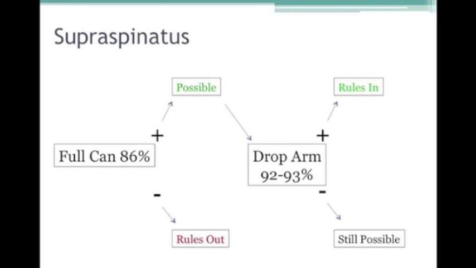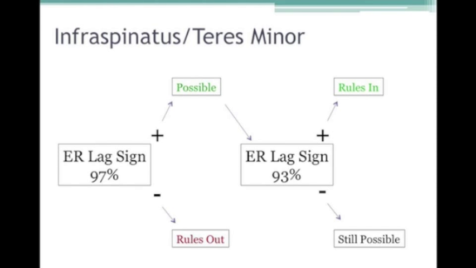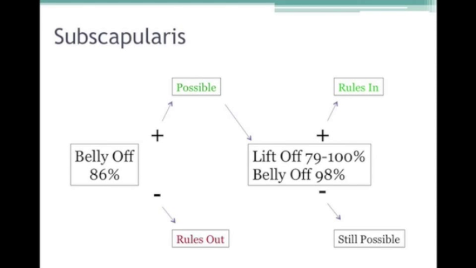Supraspinatus, we're going to go from the full can to the drop-arm test. For the infraspinatus and the teres minor, we're going to start with the external rotation lag sign, and we're going to end with the external rotation lag sign. A good test for both. Subscapularis, we start with the belly off, and we're going to go to the lift off.